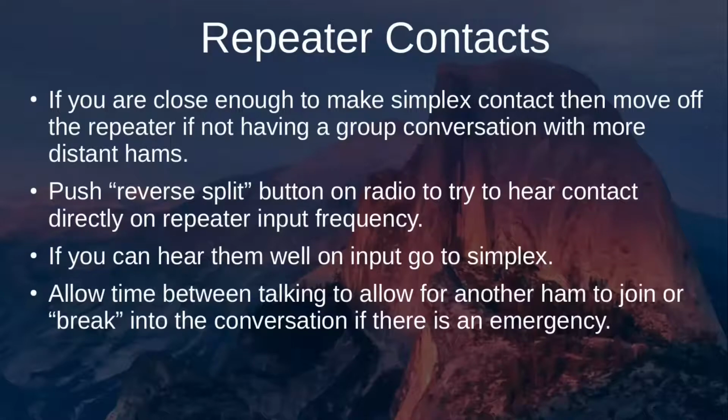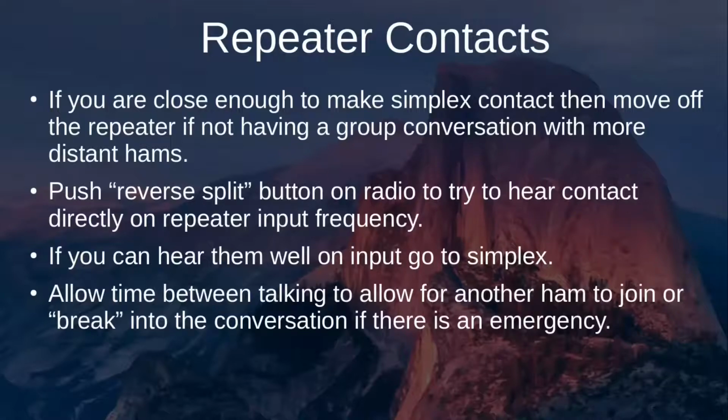On the other hand, if your friend lives on the opposite side of the city and you're coming from the opposite direction, then it's improbable that you're going to be able to hear each other on simplex. You're going to need that repeater to bridge that gap between the two stations and talk to each other. The same holds true if you're having a group conversation with several different hams. Most likely you're going to need to utilize that repeater. But if you're just talking to your friend across the street, then there's really no reason to utilize the full power of a repeater and tie it up for other people not to use.